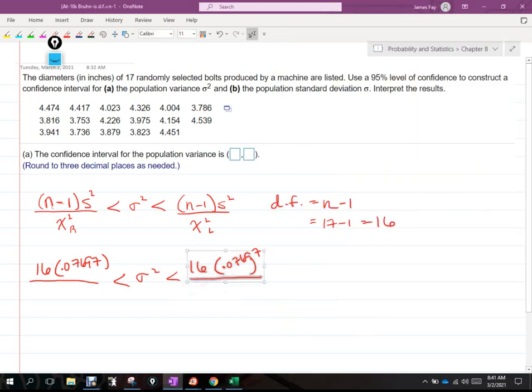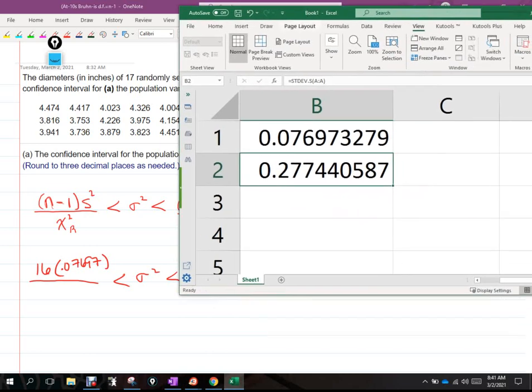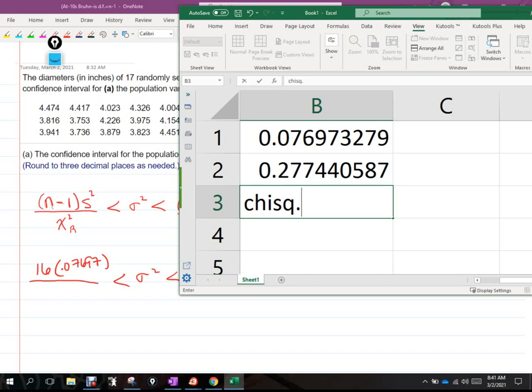Now I've got to find chi-squared left and chi-squared right. So I think the best thing to do, the way I've shown you for the chi-square, is to go chi-squared dot, okay, so I'm going to go chi-square dot inv.